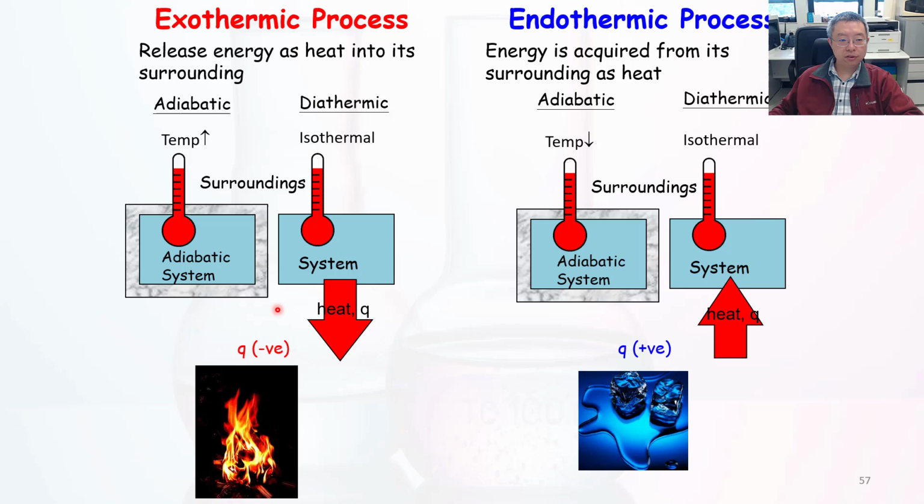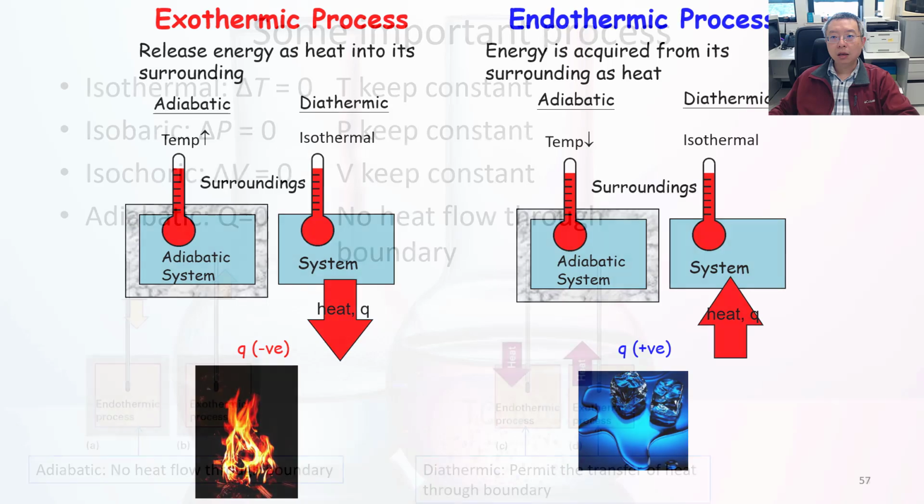For the exothermic, if we have a fire, the fire means the heat is going out, and if you have ice melting, the heat is going in. When the heat comes out, it's a negative sign, and this one is a positive sign. What kind of process will lead to the internal energy going up? An increase we call the positive sign. If it goes down, it's a negative sign, because here the energy is released.